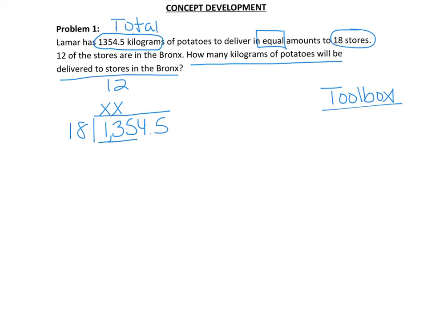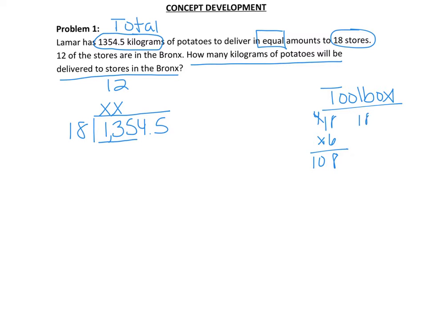So I'm going to do my toolbox. I'm going to count by 20s. 20, 40, 60, 80, 100, 120. I'm going to try 6. So 18 times 6. 6 times 8 is 48. 6 times 1 is 6 plus 4 is 10. 108. 108 is still kind of far from 135.